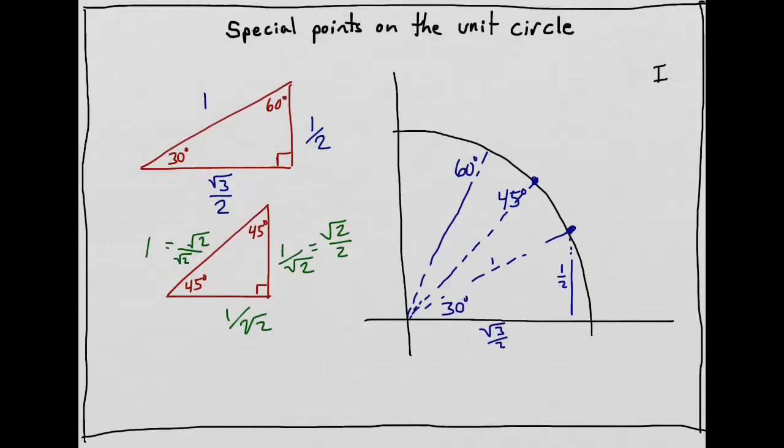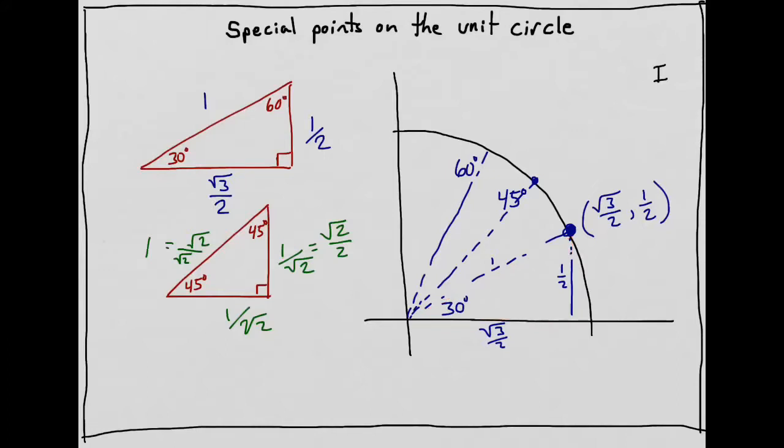So the coordinates of this point are the square root of 3 over 2 as the x coordinate, and 1/2 as the y coordinate. But I think it's most helpful to think of that position in relation to the special right triangle, the 30, 60, 90 right triangle that can fit into that space.